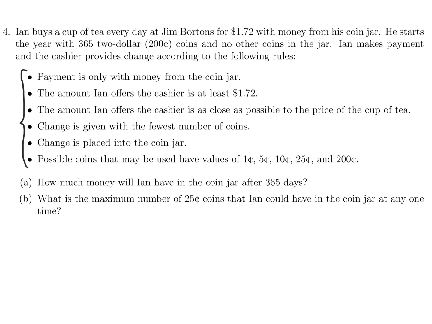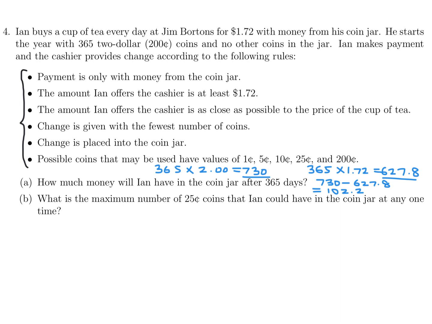Okay, so each day he spends $1.72, which is $627.80. And at the beginning, he had 365 $2 coins, which is $730. So he starts with this, he spends that. So the difference, if you subtract it, is $102.20. So that part's pretty straightforward.